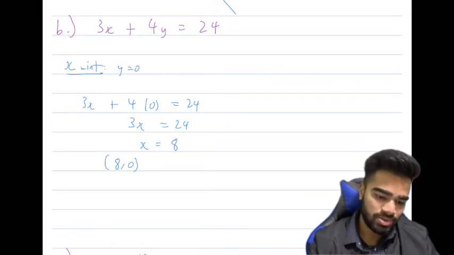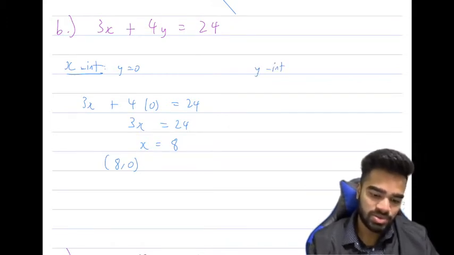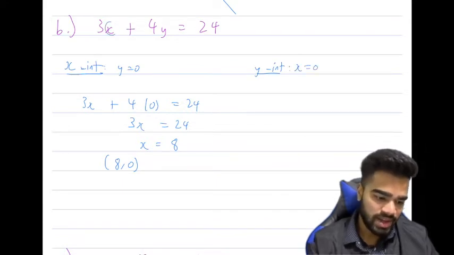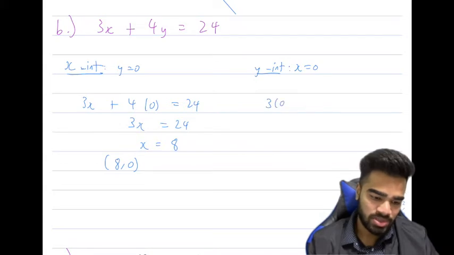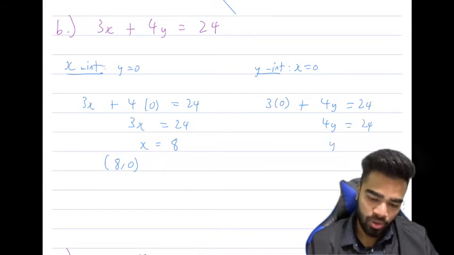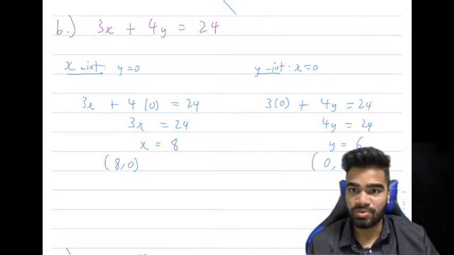Same thing, y-intercepts. You've already done x, so we have to do the y-intercept. What's the rule? X is equal to 0. I can see an x there, so replace it with 0. 3 times 0 plus 4 times y is equal to 24. 4y is equal to 24. Y is equal to 6. So you have 0 and 6, because 6 equals 24 divided by 4.